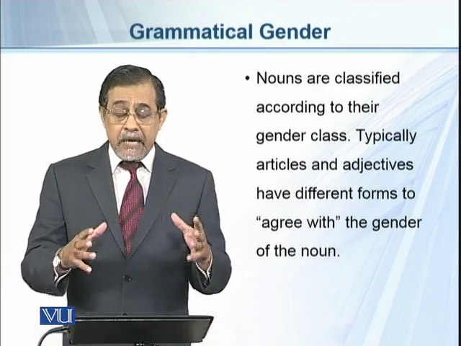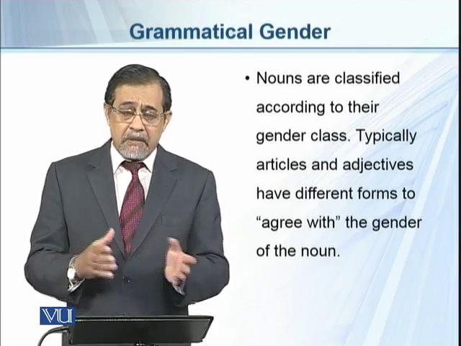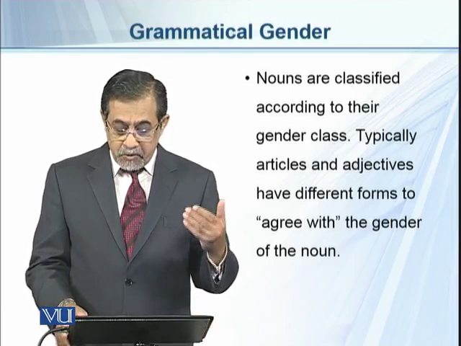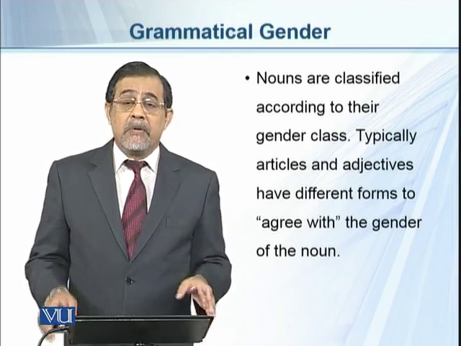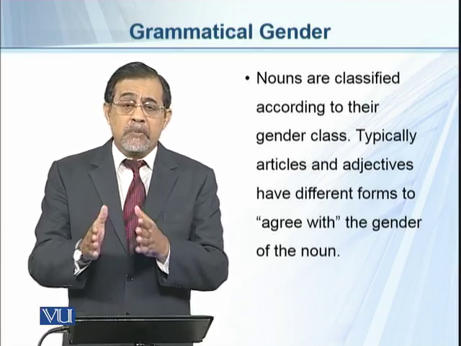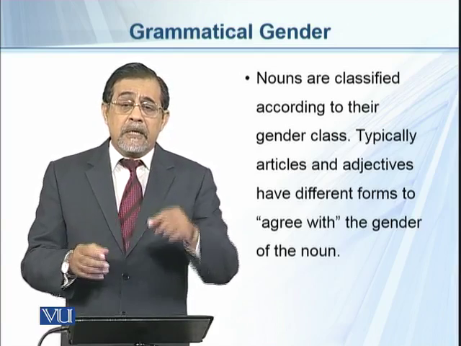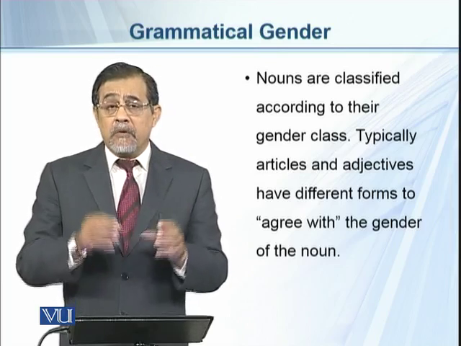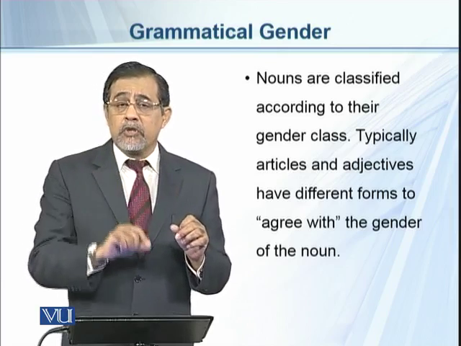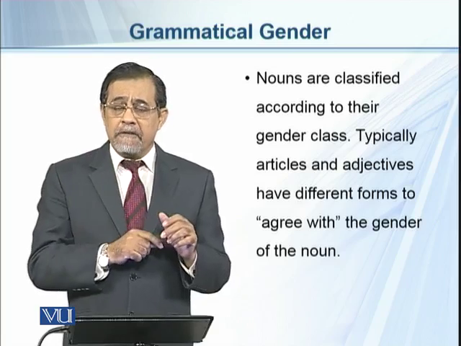Nouns are classified according to their gender class: masculine, feminine, neuter. Typically, articles and adjectives have different forms to agree with the gender of the noun. So it's not only the noun that has to be of a certain category of gender. The adjective used with the noun, if it is masculine, also has to be masculine. If it is feminine, the adjective has to be feminine.